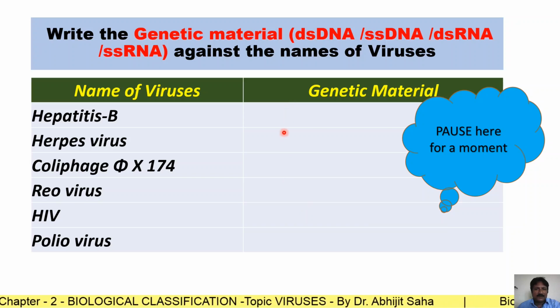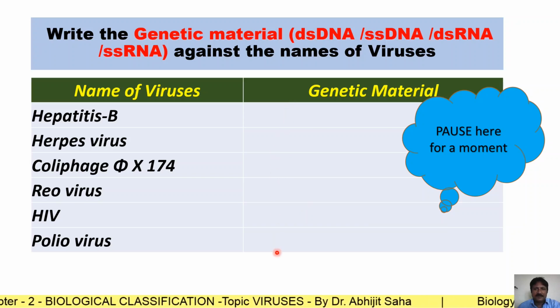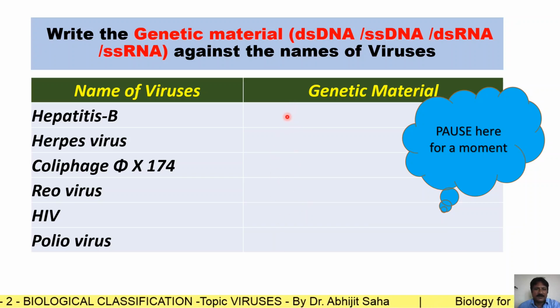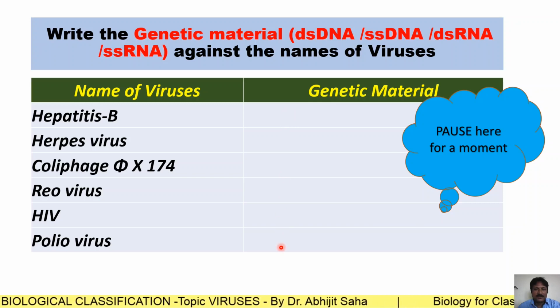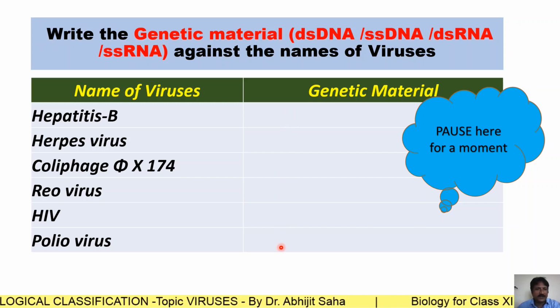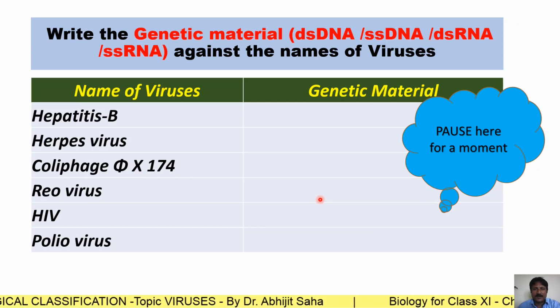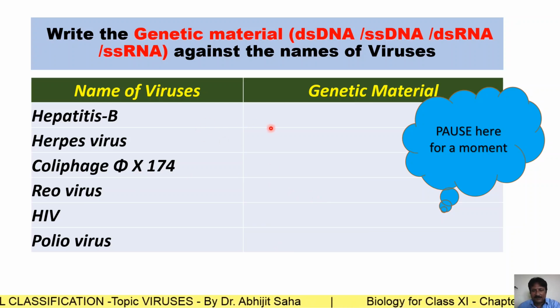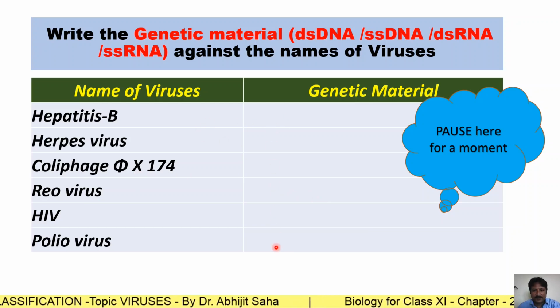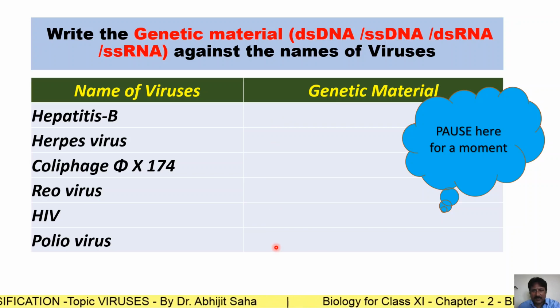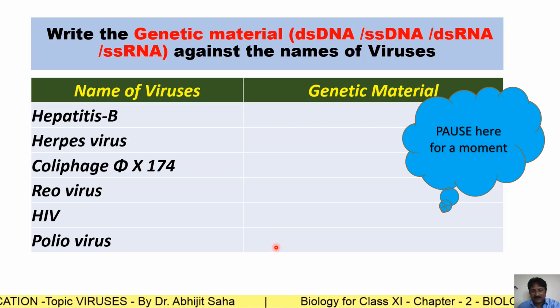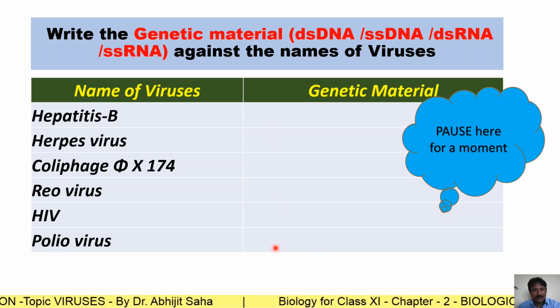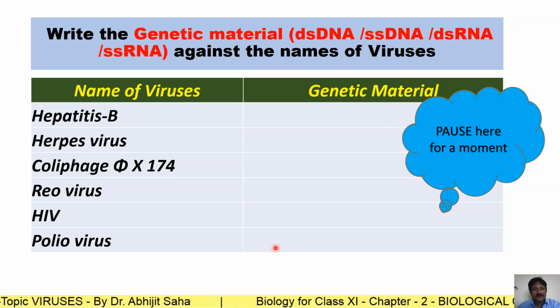Now try to write down or fill up this table. Write down the genetic materials. You can do it right now. You can do it later also. Doesn't matter. Write down as much as possible within a minute. Okay, done. Thank you. You can compare with the previous slide.